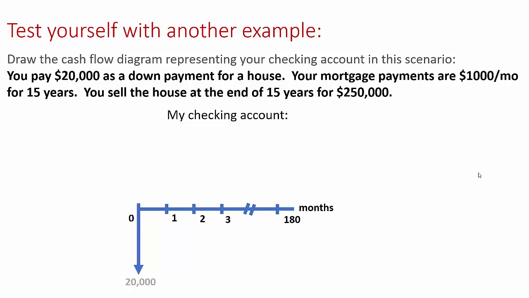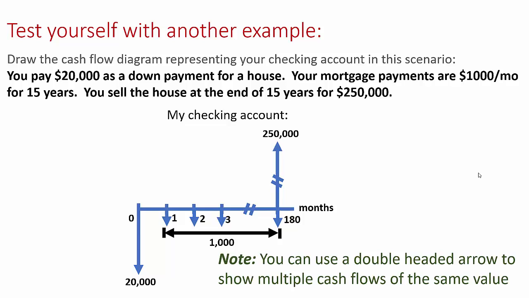So the $20,000 is a downward arrow because this money is leaving the checking account. Also, the $1,000 a month are also downward arrows. Those are downward arrows because that money is leaving the account every month at the end of the month. But we have a huge $250,000 upward arrow, and notice that I used the hash marks to make that arrow more compact.